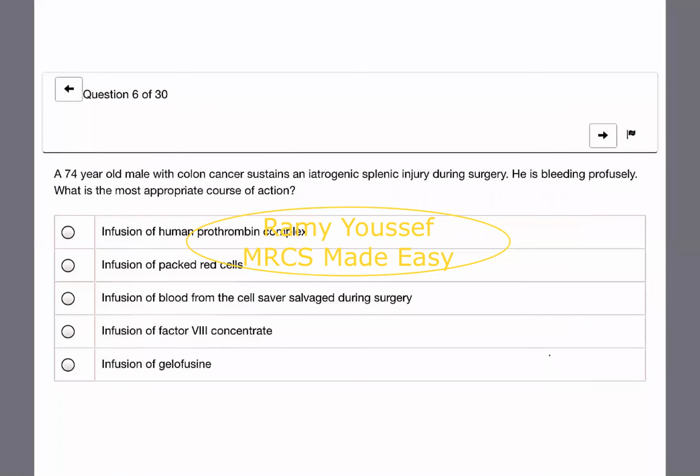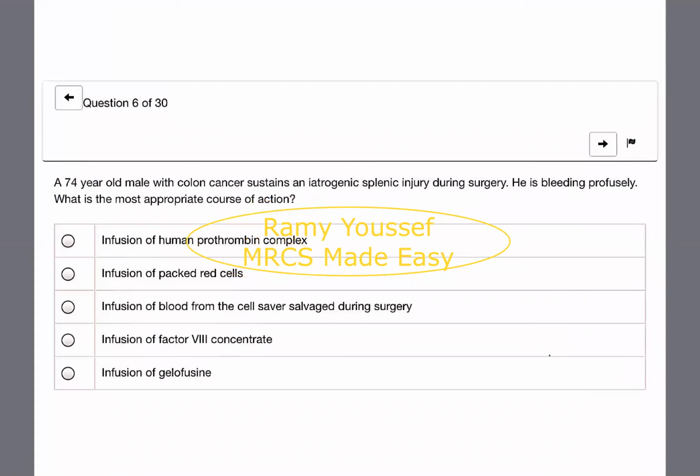Dr. Baida. Okay. A 74-year-old male with colon cancer sustained an iatrogenic splenic injury during surgery. He is bleeding profusely. What is the most appropriate course of action? Infusion of human prothrombin complex, infusion of factor VII, infusion of blood from the cell saver, salvage during surgery, infusion of factor VIII concentrate, infusion of gelofusine. I think it's infusion of blood from the cell saver, salvage during surgery, to get benefit from the huge amount of blood that comes out from the spleen.